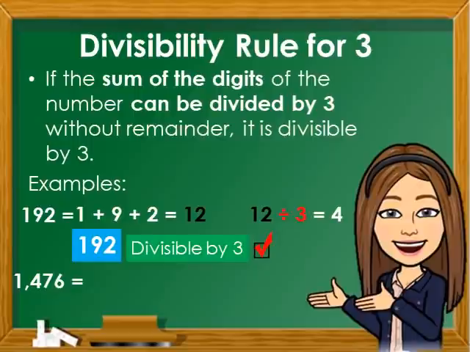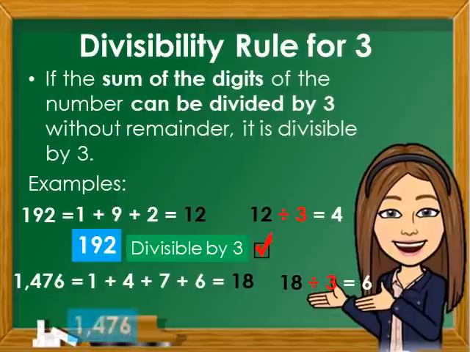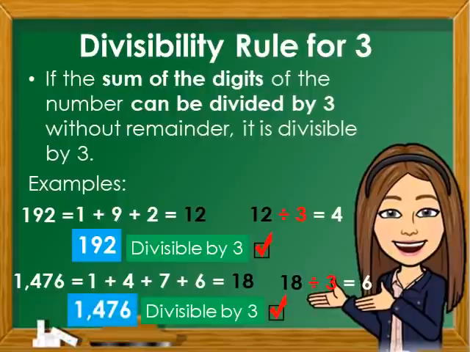1476. Let's add the digits of 1476. 1 plus 4 plus 7 plus 6 equals 18. So the sum of the digits is 18. Can 18 be divided by 3 without remainder? Yes, so we can say that 1476 is divisible by 3.